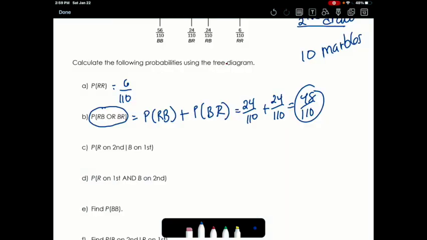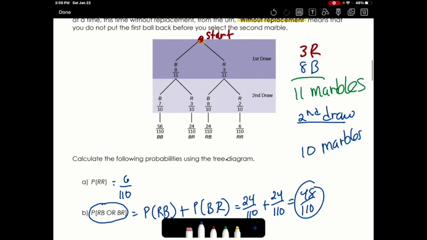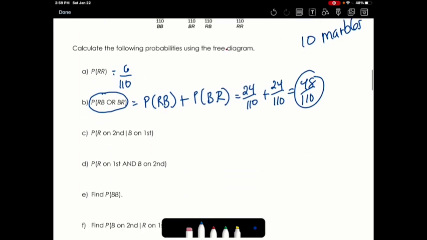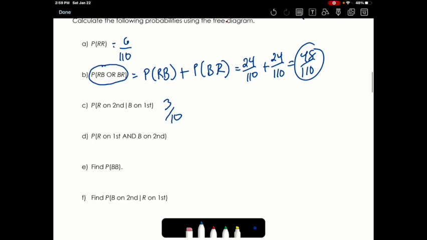Okay, part C says, what's the probability of getting a red on the second try if you get a blue on the first? Well, if you get a blue on the first try, we're looking at this branch right here. And then you get a red on the second try, we're looking at this probability right here. So this is the probability of getting a red on the second try given that you already got a blue on the first try. So that's going to be 3/10.